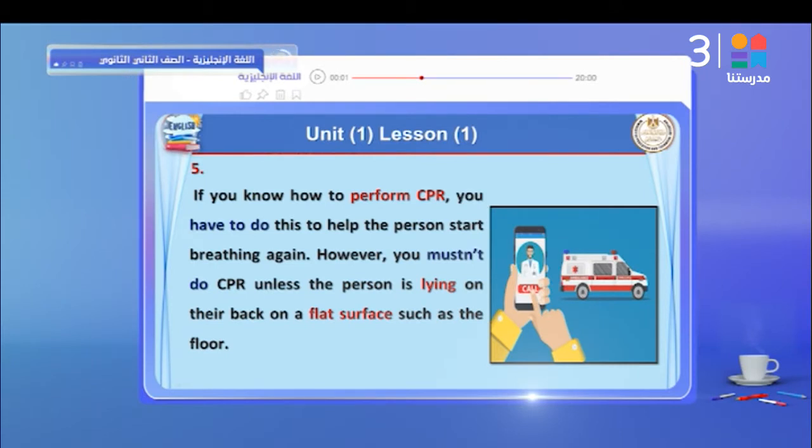If you know how to perform CPR, did any one of you recognize what the acronym CPR stands for? Can anyone tell us what CPR is short for? Okay. C is for cardiopulmonary resuscitation. So we have those 3 words.